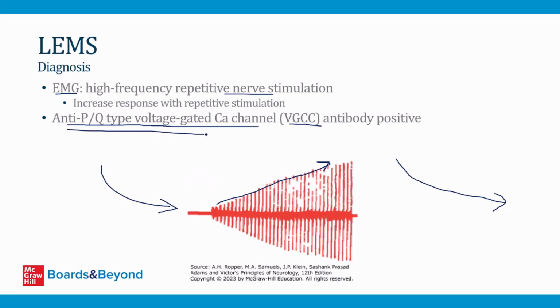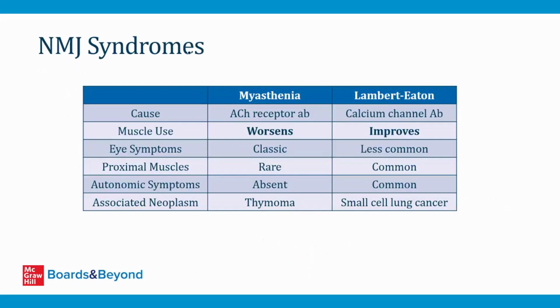And so I'll finish this video with the two neuromuscular junction syndromes that you should know, myasthenia gravis and Lambert-Eaton syndrome. All the different features of the two disorders are here and how you can distinguish one from another. And that concludes our module on neuromuscular junction disorders.